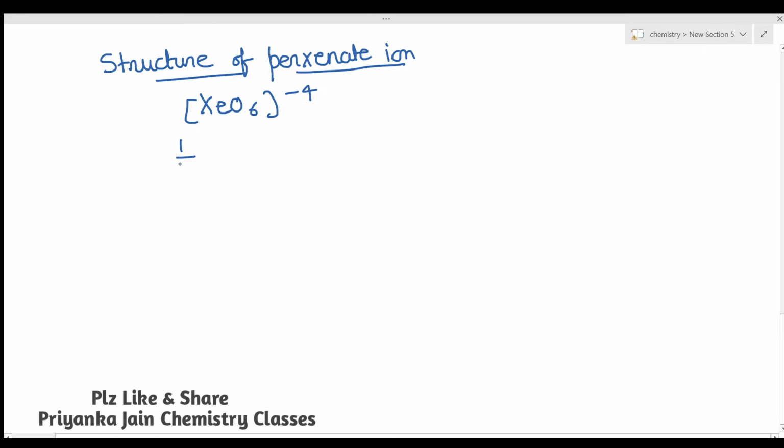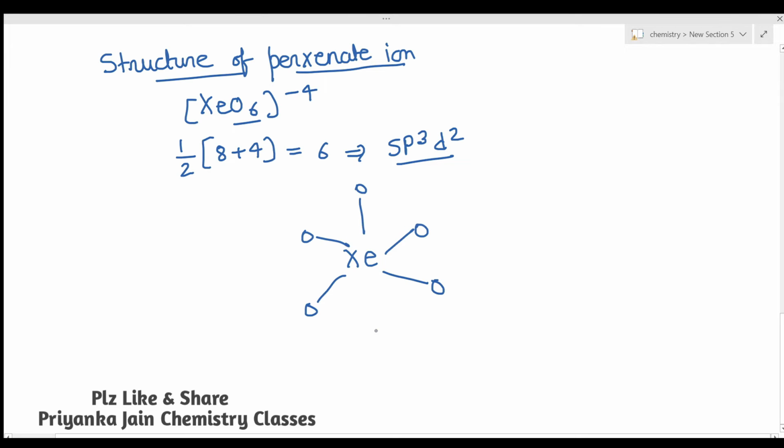So it is 8 electrons on the xenon plus 4 of the negative charge. We should not concern the oxygen because it is bivalent. So now we are getting 8 plus 4, 12 divided by 2 will be equal to 6. So here the hybridization will be sp3d2, and 6 hybrid orbitals are used in bonding with the oxygen. So it will have the octahedral structure like this, having minus 4 charge. So this is the structure of perxenate ion.